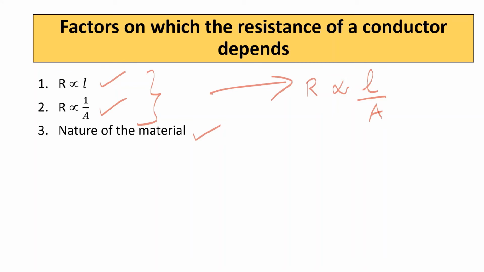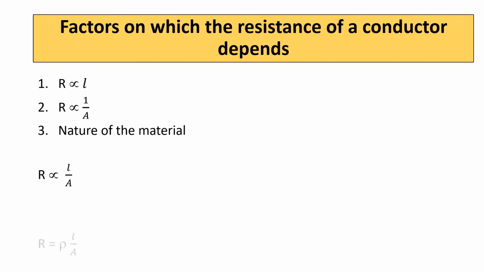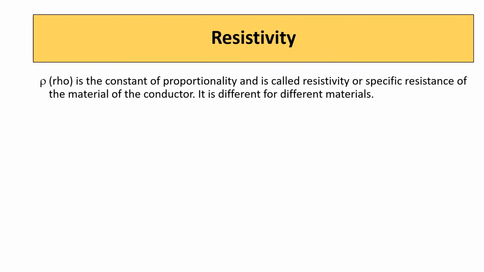Now we can replace this proportionality sign with an is equal to sign. R is equal to rho L by A, where rho is the proportionality constant which depends on the nature of the material. Rho is the constant of proportionality and is called resistivity or specific resistance of the material.